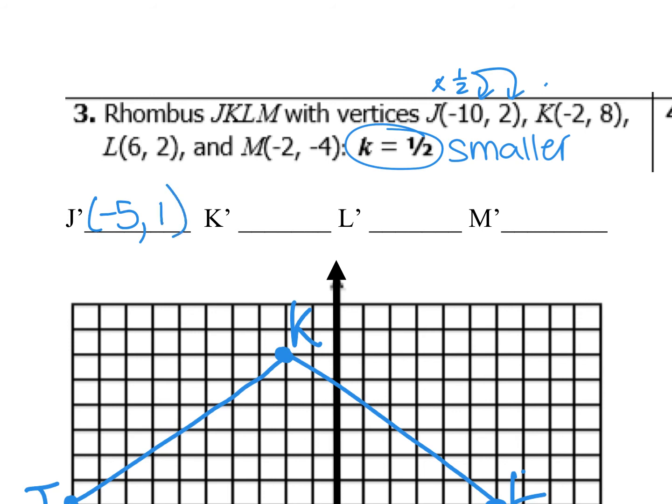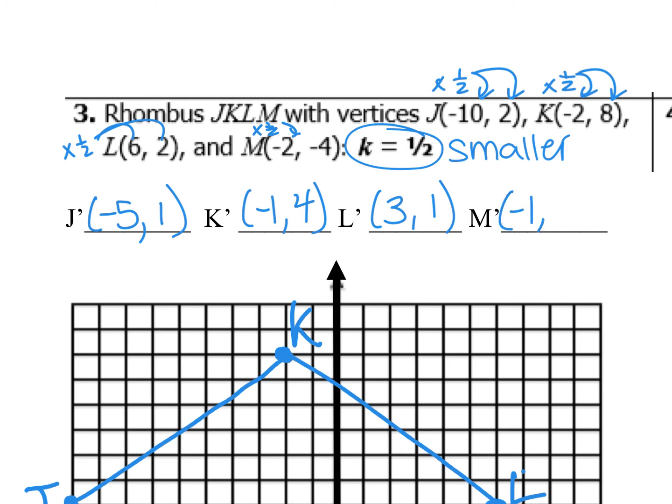For K, half of -2 is -1, and then half of 8 is 4. And then for L, half of 6 is 3, and then half of 2 is 1. And lastly, M times 1/2. Half of -2 is -1, and then half of -4 is -2.